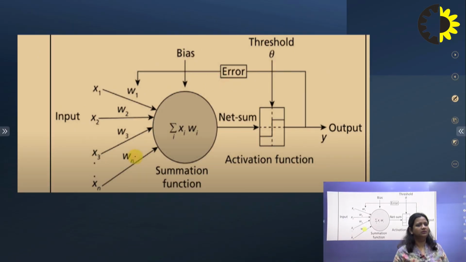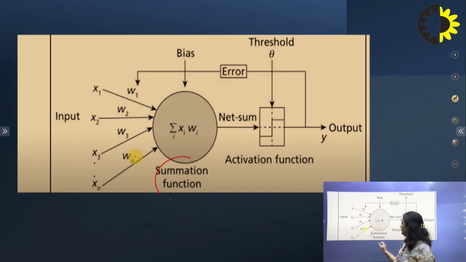This is a diagram for the perceptron, in the case of a single layer perceptron. X1, X2, X3, Xn are the features, or we can say nodes in the input layer, or we can say characteristics of our data. W1, W2, W3, and so on, Wn are the weights assigned to those nodes or features, which influence the output.